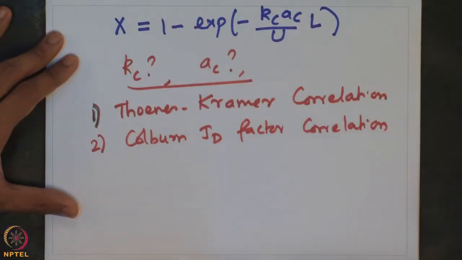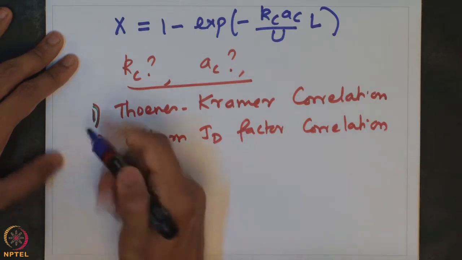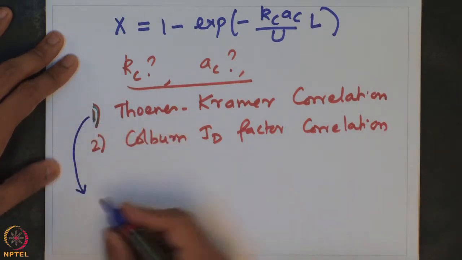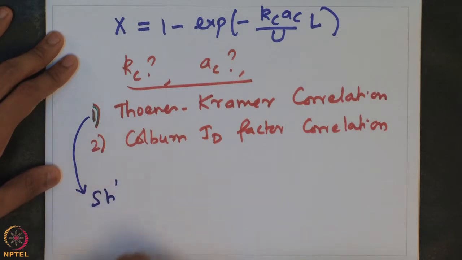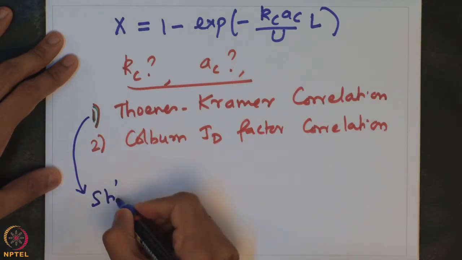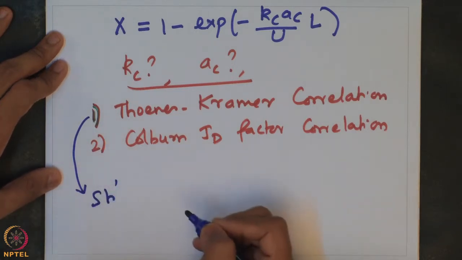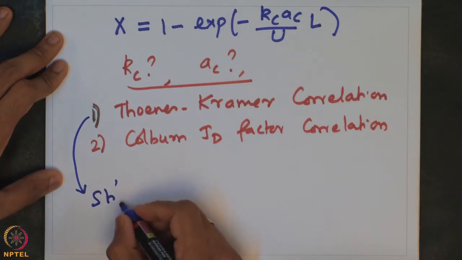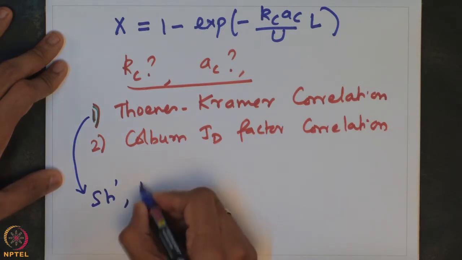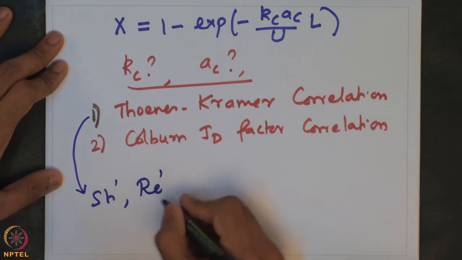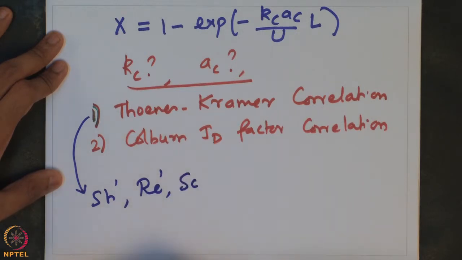Now, what are the dimensionless quantities we need to estimate? Suppose it is the Thoenes-Kramers correlation approach, then what are the quantities we need? We need the modified Sherwood number which contains the mass transport coefficient. In order to find the modified Sherwood number, we need to find out the modified Reynolds number, we need to find out what is the Schmidt number.